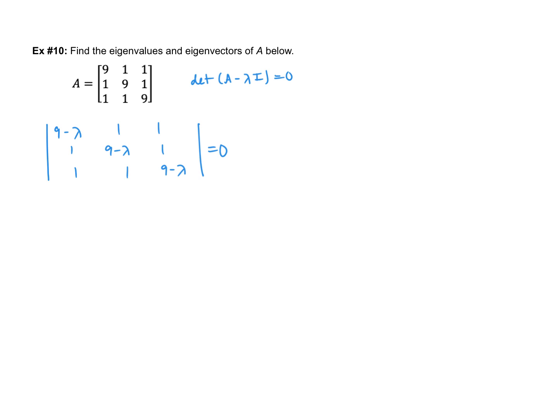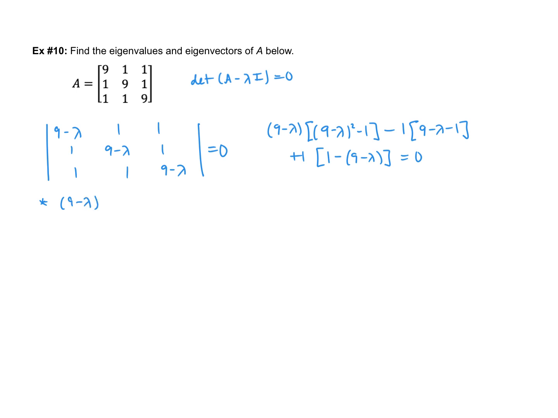So if we go further with that, we get 9 subtract lambda, and that is multiplied by 9 subtract lambda squared subtract 1. From that, I'm subtracting 1 times 9 minus lambda subtract 1. And then I'm adding 1 times 1 subtract 9 subtract lambda. All of that has to be set equal to 0.